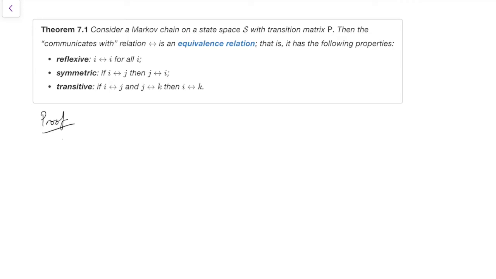So let's do reflexive first. Does i communicate with i? Can we get from i to i in some number of steps? Well, yes, we're already there. So we can get there in 0 steps, can't we? So p_ii^(0), the probability we go from i to i in 0 steps, well, that's 1. And 1, last time I checked, was greater than 0. So that one is done. That was easy. That's enough to show that i communicates with i.